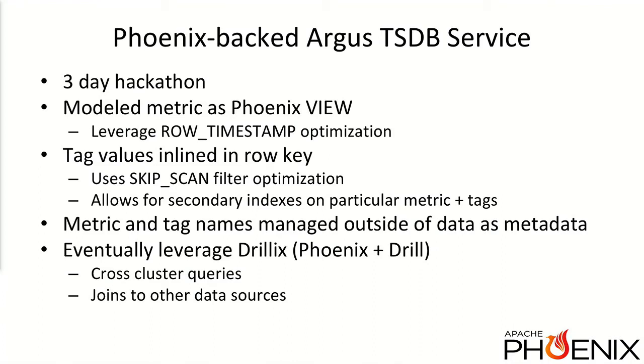Briefly, we modeled time series data as a Phoenix view, leveraging the row timestamp optimization. Tag values are inlined in the row key, and we get the benefit of using skip scan filter optimization, so we can really reduce the amount of the data set that we're exploring. It importantly allows for secondary indexes on particular metrics and tags. So for those performance cases where we experience that performance cliff from high values for tags, this really helped improve that as well. Another benefit is that the metric and tag names are managed outside of the data as metadata, which is really great because currently we have to capture metric data in a separate table so that we can do wildcard expansion. But with Phoenix, we get that for free because it's already part of the metadata that gets collected when we store that time series into HBase.